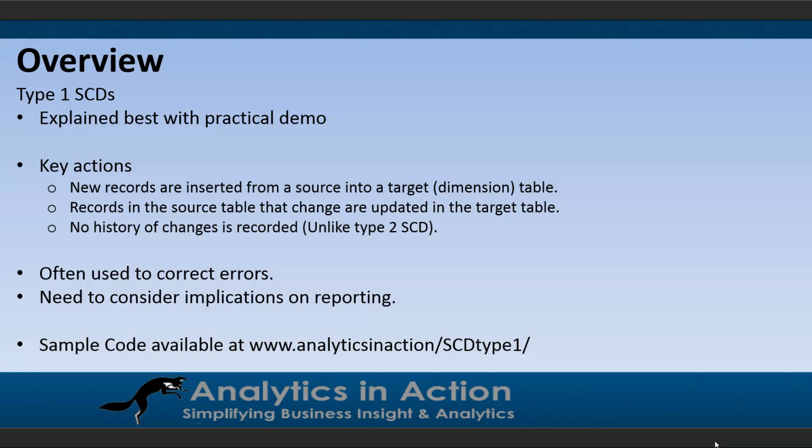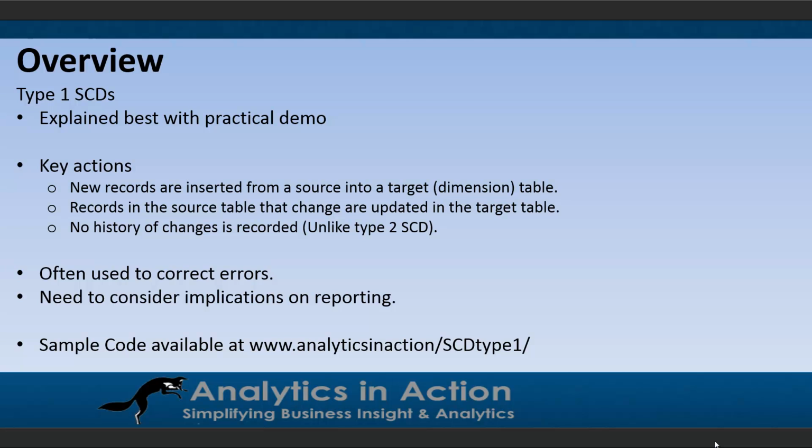As I've alluded to, type 1 slowly changing dimensions are often used to correct errors such as incorrect addresses or dates of birth. One thing to consider if you're carrying out type 1 slowly changing dimension changes is the implications on reporting, because essentially what you're doing is overwriting a descriptor.